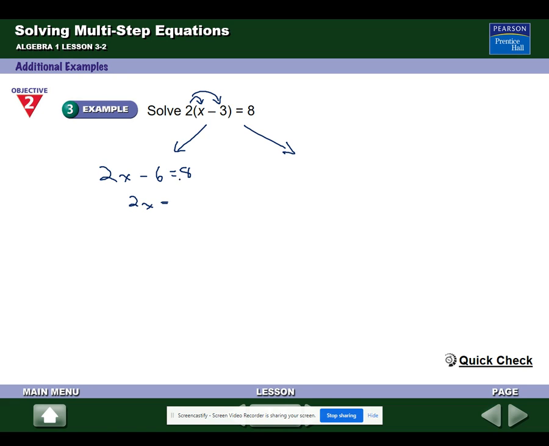And add 6 to both sides. Now you see how this is just like a problem from 3-1. You're just adding 6 to both sides. That'd be 14. And dividing by 2, x is equal to 7.